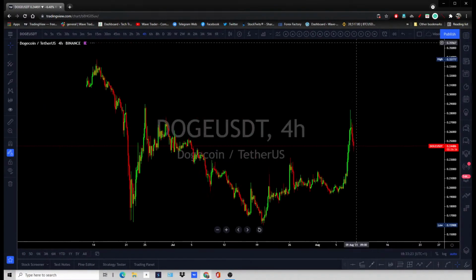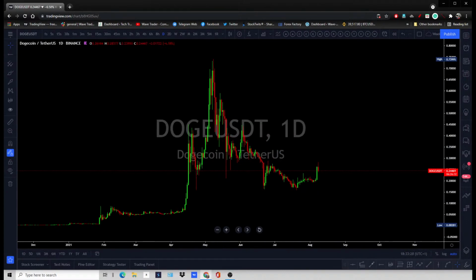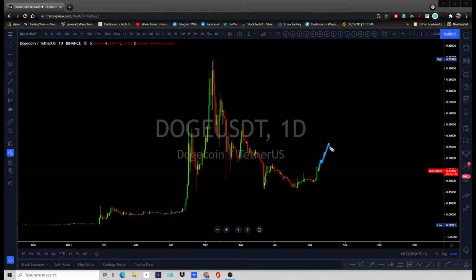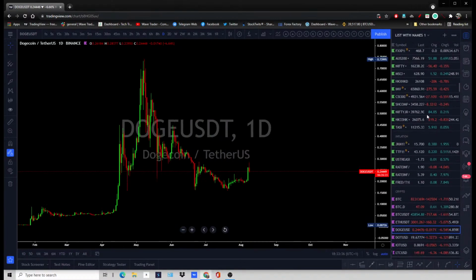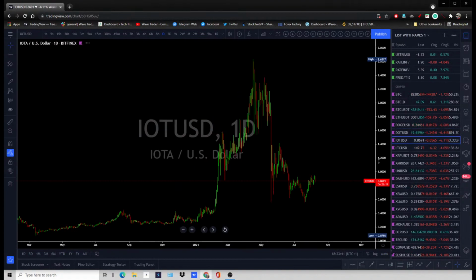Same picture on the rest. Dogecoin should just stay sideways, slightly can push higher, but stay sideways for the longer term, for the next phase, next cycle. All of these are going to behave in a similar way.